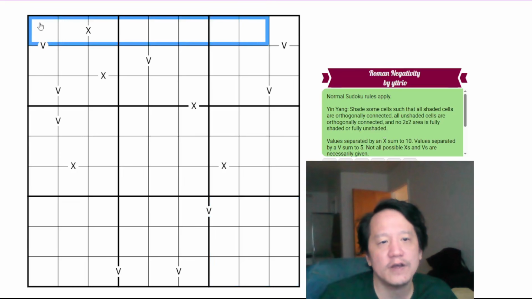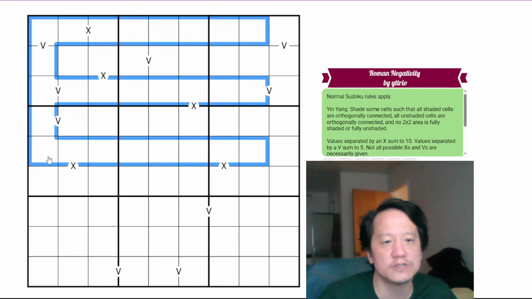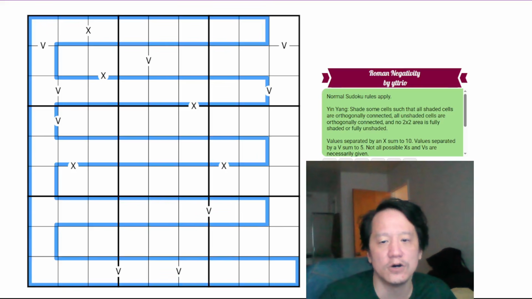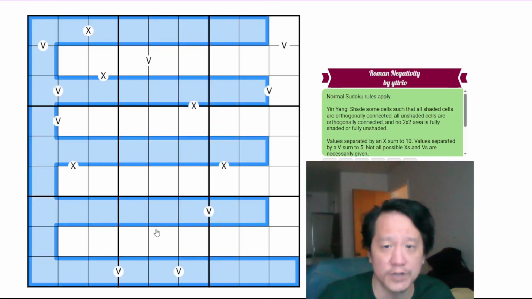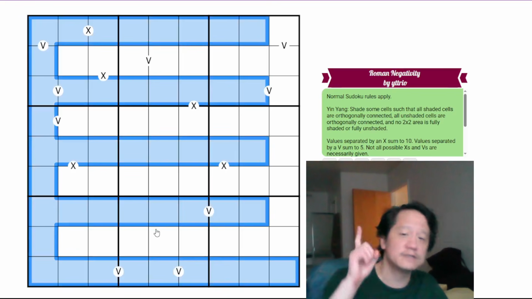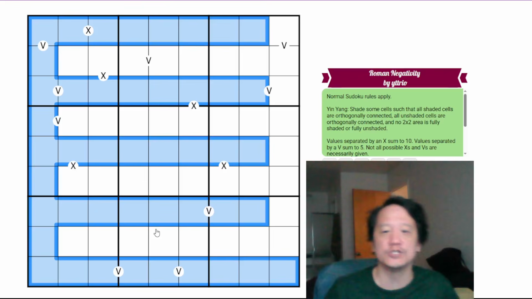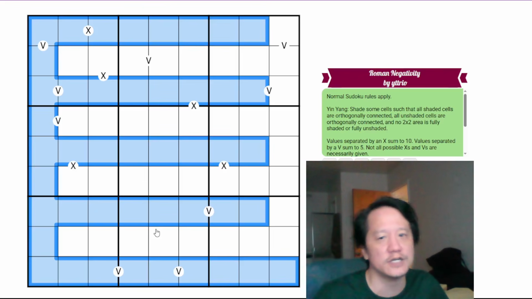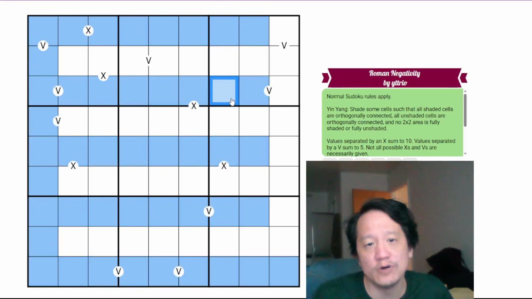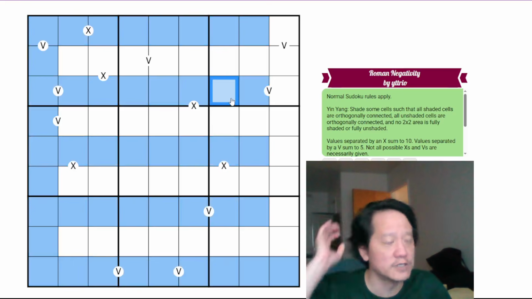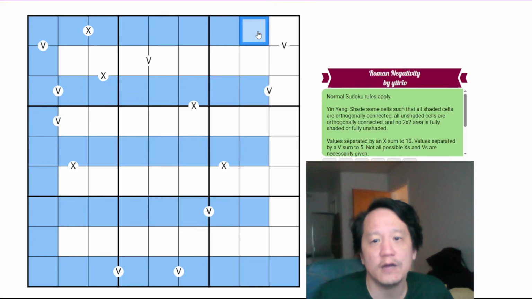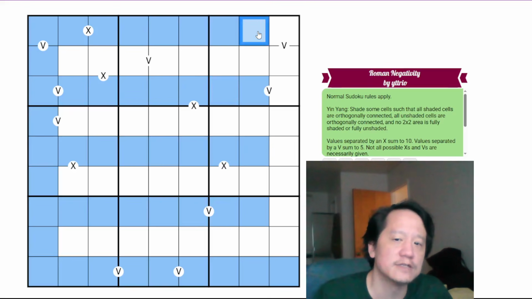We have yin-yang shading, where we need to shade some cells such that all shaded cells are orthogonally connected and all unshaded cells are orthogonally connected, and no 2x2 area is fully shaded or fully unshaded. So this is an example of a valid yin-yang shading, because what does it mean to be orthogonally connected?